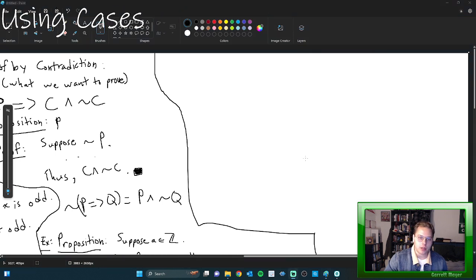So let's talk about the concept of using cases. Sometimes to prove a statement true, we have to split our proof into multiple cases. So to understand this, let's use an example. For all n in the set of all naturals, 1 plus (-1) to the power of n times (2n minus 1) is a multiple of 4.